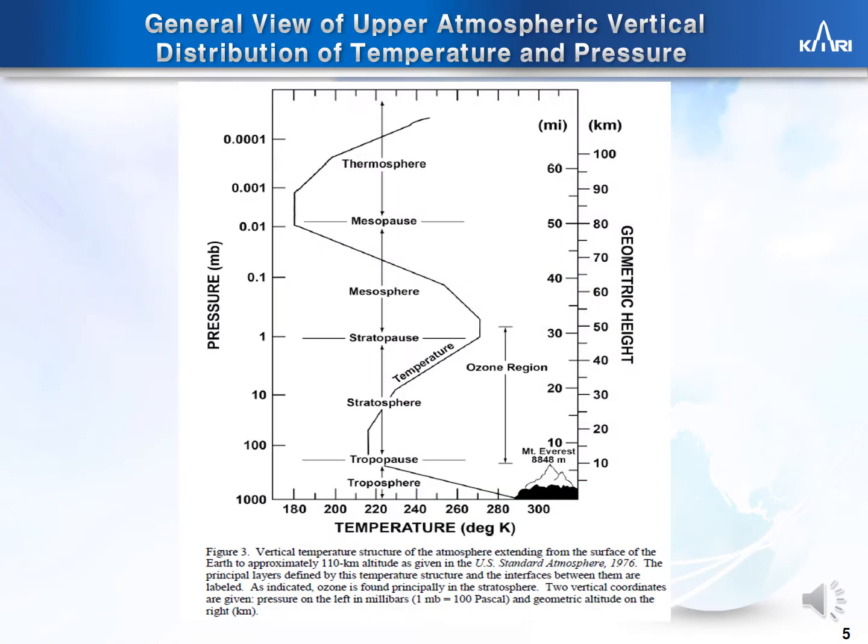We could see general view of upper atmospheric vertical distribution of temperature and pressure. We could see in lower troposphere, the temperature decreases with altitude, and in the stratosphere, due to the ozone heating, temperature rises, and in the mesopause region, temperature decreases. In beginning of thermosphere, temperature rises again.